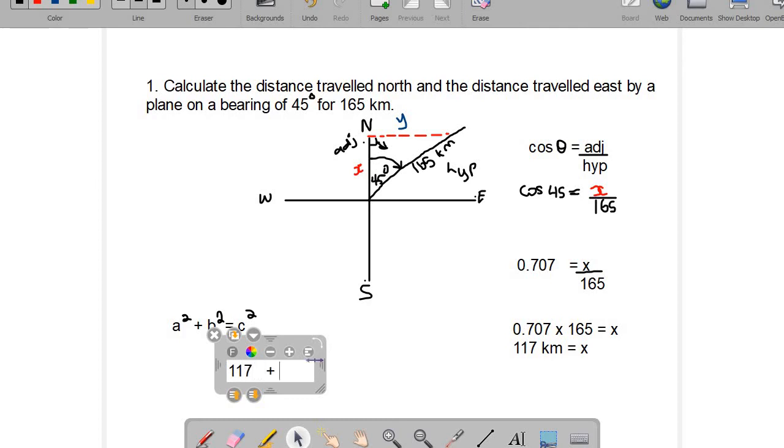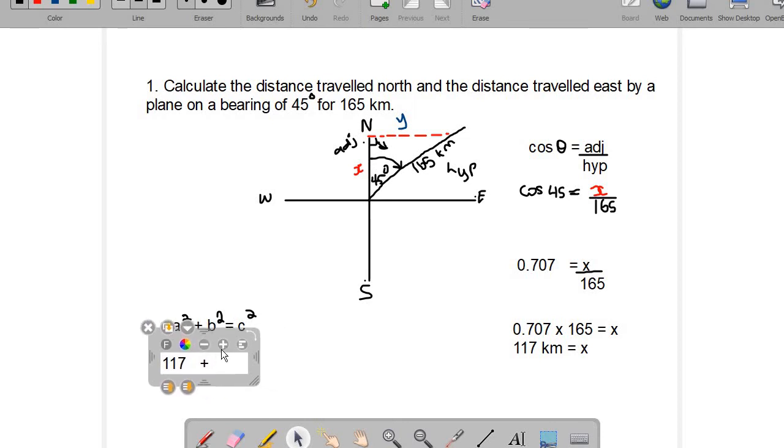plus the other side, which would be y. I'm just going to substitute that as y squared. So these are the two shorter sides, x and y. We already know our value for x. Then that would be equal to the square of the hypotenuse, which would be 165 squared. Okay, so I'm going to go ahead and put in those.